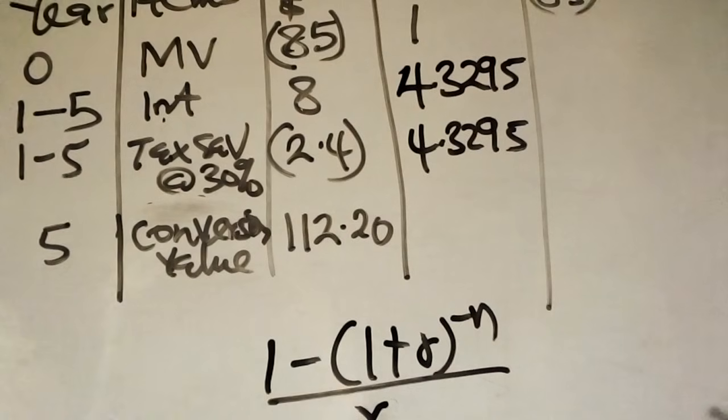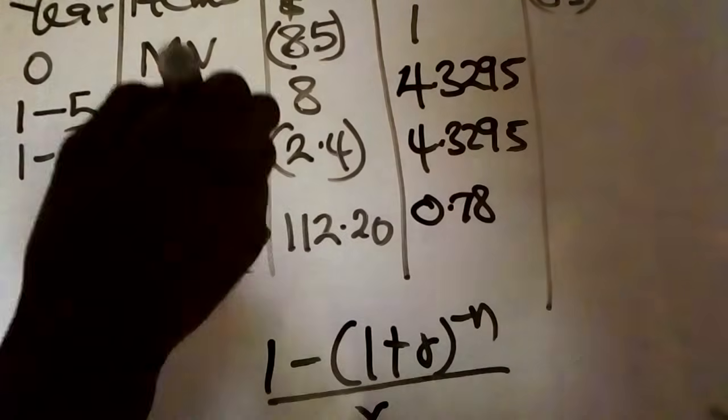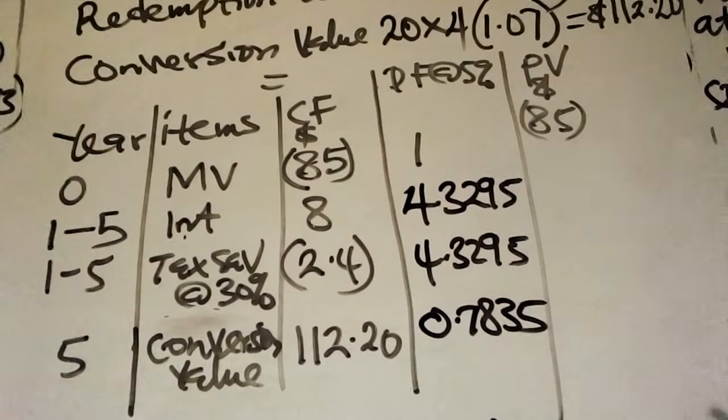Then in the 5th year, 1 divided by 1.05 raised to power 5. In the 5th year, you have 0.7835. The present value, then, is 8 times 4.3295, and that will give us 34.636.